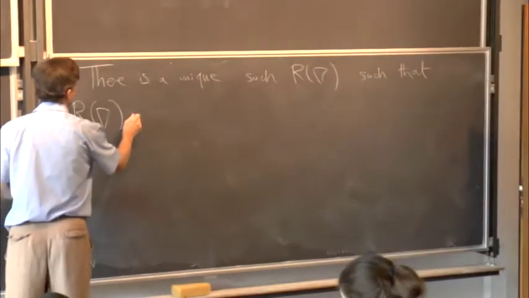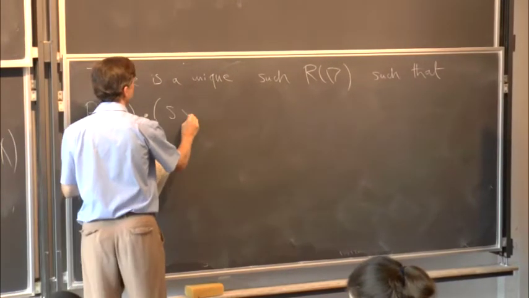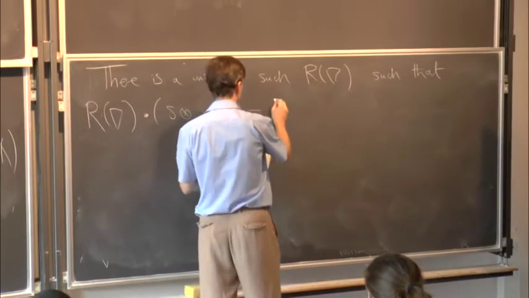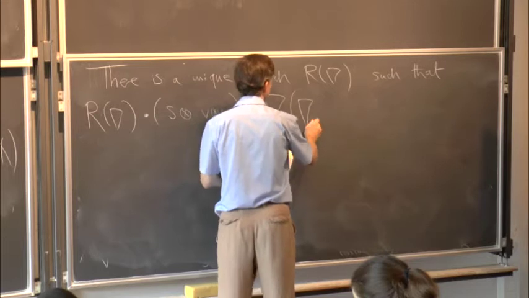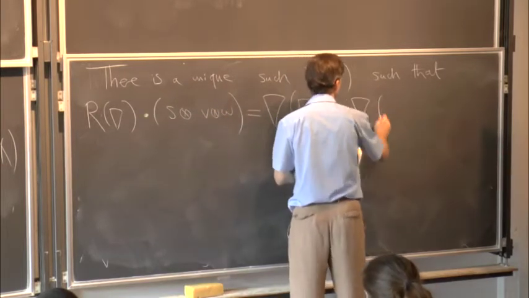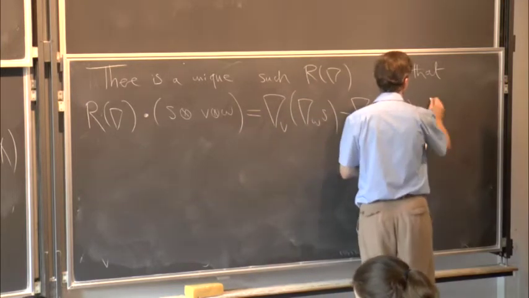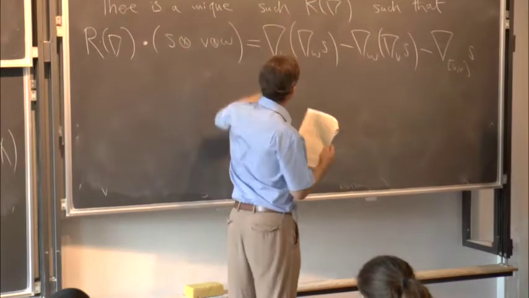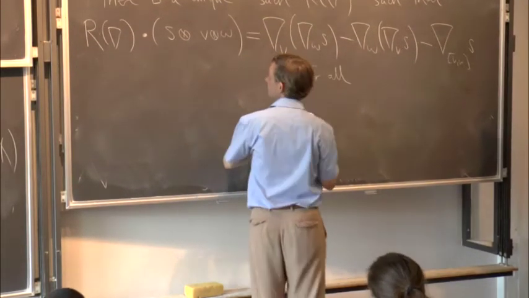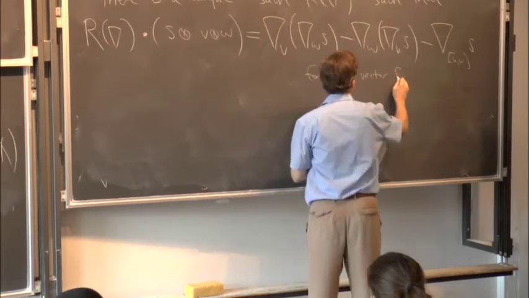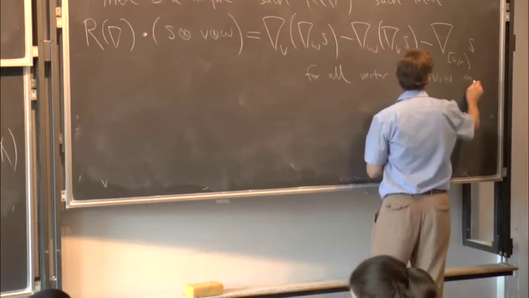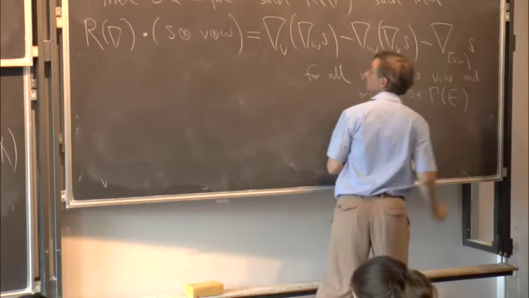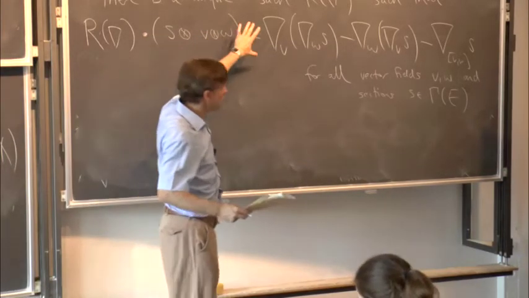R of nabla dotted with brackets S tensor V tensor W is equal to nabla_V nabla_W of S minus nabla_W nabla_V of S minus nabla of the bracket of V and W of S. And this has to be true for all vector fields V and W and sections S in Γ(E). Okay, so the right hand side here is a section of the vector bundle E.